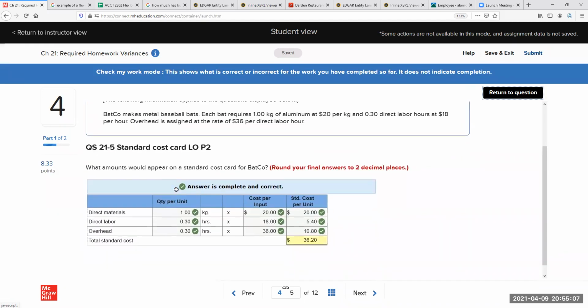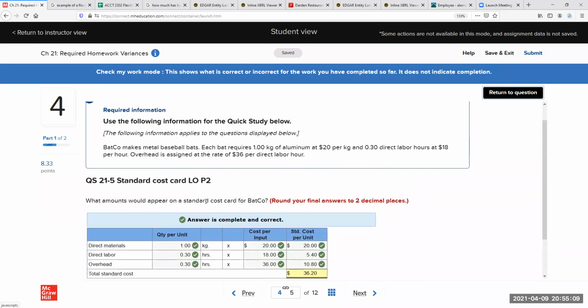Okay. So now, what amounts would appear on a standard cost? Now, do any of y'all have standards where you work? Oh, yeah, you do. You have standards where you work. If you're at Federal Express or UPS, you got to move so many packages per hour. You're at Amazon, you got to move so many packages. You got to have so much production.